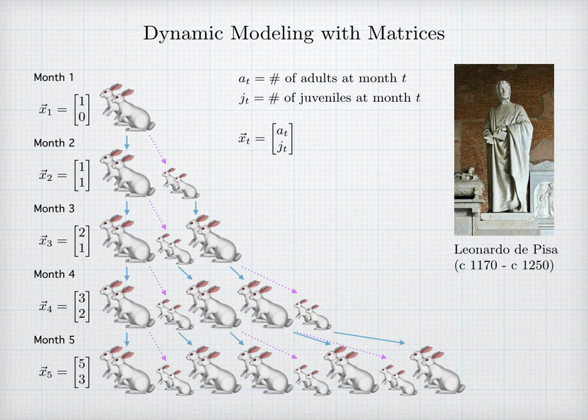If we look at the sequence of values corresponding to the number of adult pairs, we see the values 1, 1, 2, 3, and 5. These are the first 5 values of a famous sequence. We now refer to Leonardo and the sequence he discovered by another name. That name is Fibonacci. Maybe you've heard of the Fibonacci sequence.